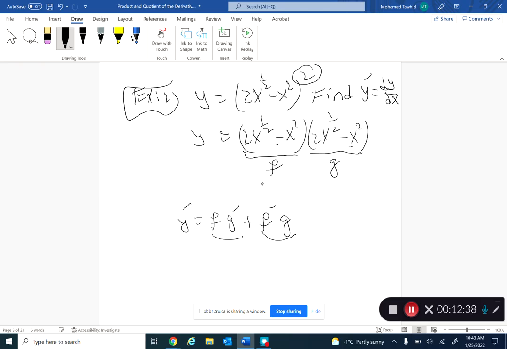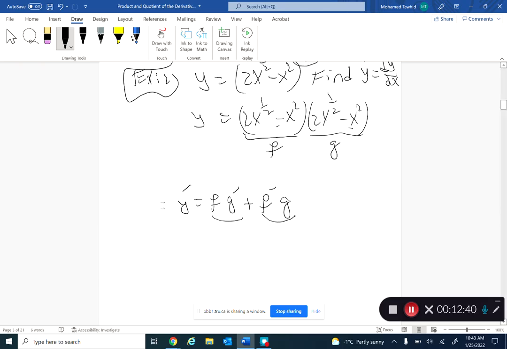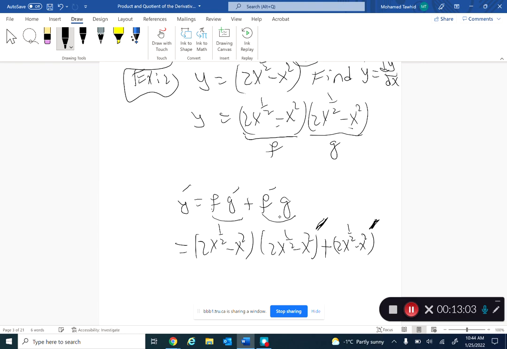So you can write it, copying from up here, in one step like this. What is your f? It is (2x plus 1 over 2 minus x squared) multiplied by g prime. What is g prime? It is (2x plus 1 over 2 minus x squared) prime. I put prime here. And the second one, plus f prime, which is (2x plus 1 over 2 minus x squared) prime. That is your f prime. And g, just copy g as it is: 2x plus 1 over 2 minus x squared. Right?